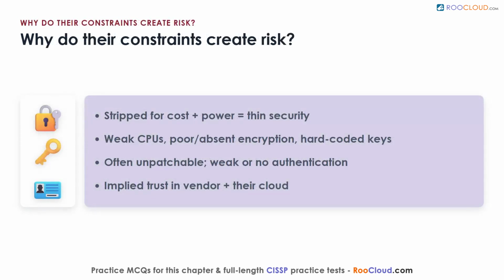Why do their built-in constraints create risk? Because these devices are stripped down to save cost and power, and that thinness eats into security. Limited power caps how much protection they can run, and pushing them can overheat and destroy them. Weak processors leave few cycles for security work. Many can barely handle encryption, sometimes relying on hard-coded keys. Some cannot be patched at all. Some have no real authentication, and some ship with baked-in credentials. And when you use one, you are quietly trusting the vendor and their cloud behind it. That trust may be misplaced.